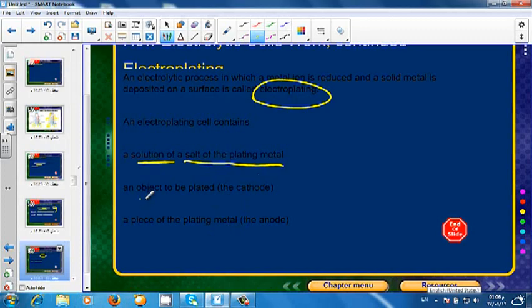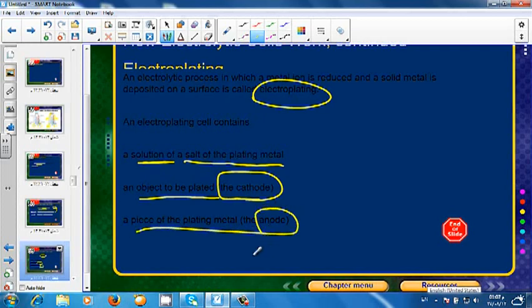Number two, an object to be plated, like our spoon, and we will connect it in our cell as the cathode. Cathode means reduction takes place. Reduction means gaining electrons. So the ions of the solution will gain the electrons and deposit on the spoon in order to plate the spoon or cover it in an evenly distributed way, of course. Number three, a piece of plating metal used as the anode. So I will use my platinum to be the anode.